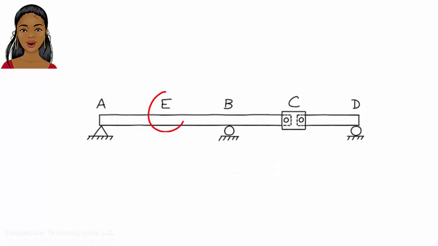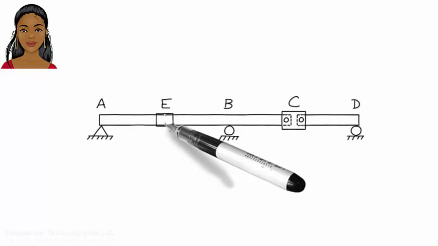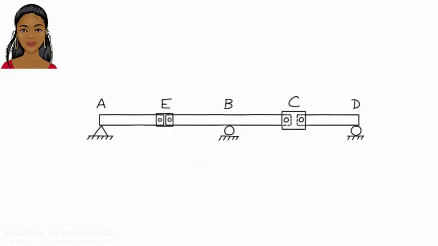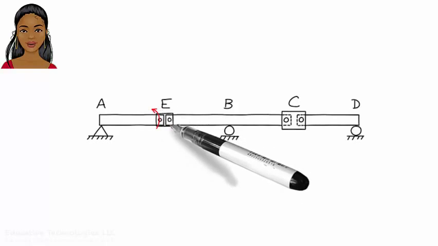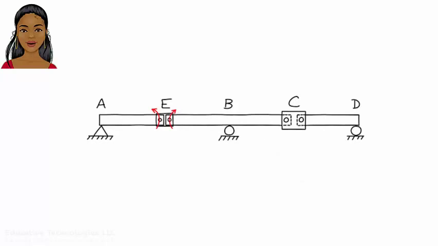What is the influence line for moment at E? Place a hinge at E. Then subject the hinge to a positive moment. Now draw the displaced shape of the beam.